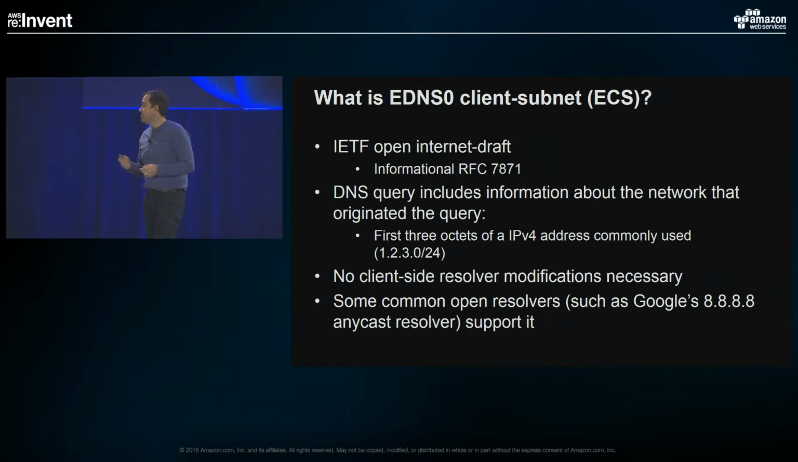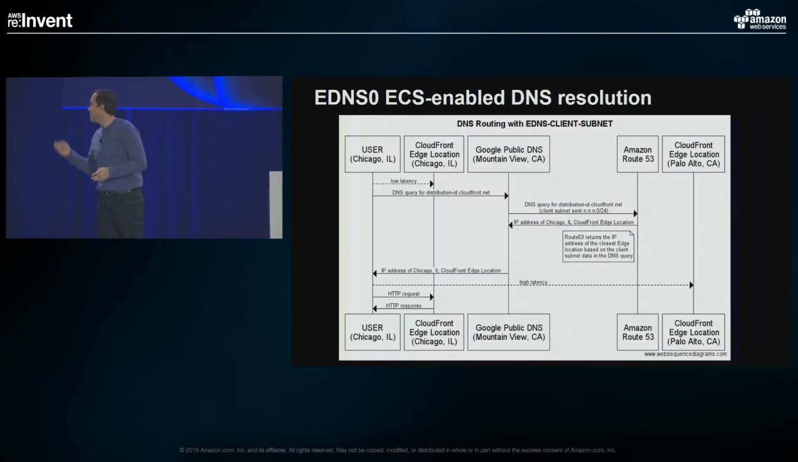Some common open resolvers, such as the Google 8.8.8.8 Anycast resolver, support it. And so in those cases, if you do have customers who have that problem, you can transfer them from that previous state of affairs to this one. So again, you have the viewer in Chicago, who's in the Chicago Edge location, and they hit the Google public DNS. Now again, that server may not be in Mountain View because it's Anycasted. We're not really talking about Anycast here, but the point is that it's a DNS server that supports ECS. So now that DNS query may come from Mountain View, California, but it includes the subnet of the IP address of this user.